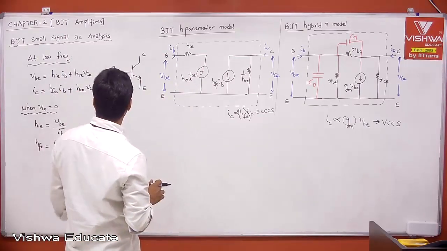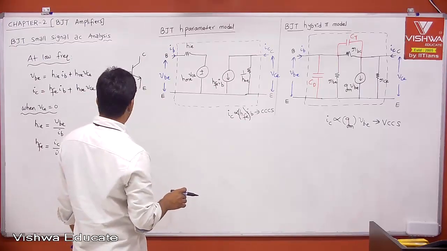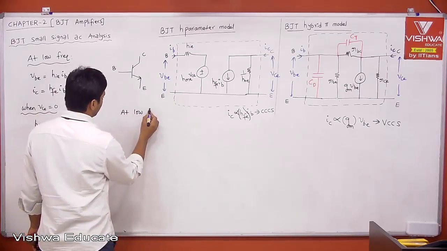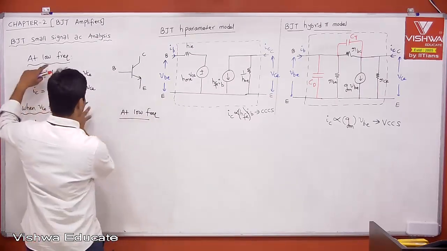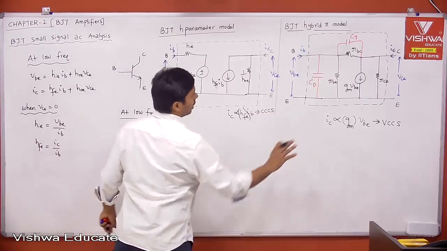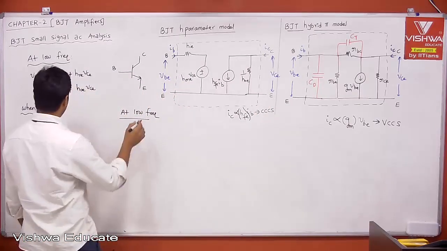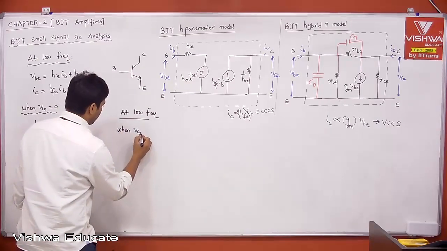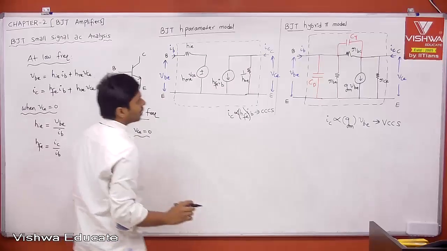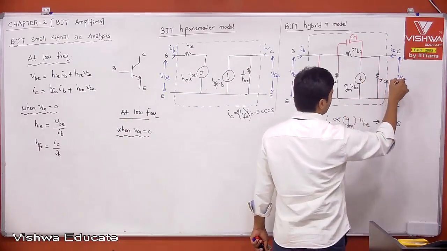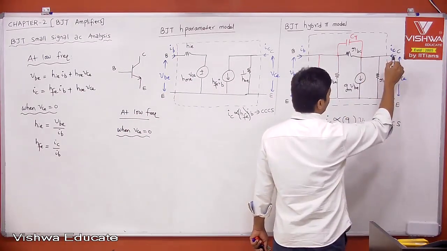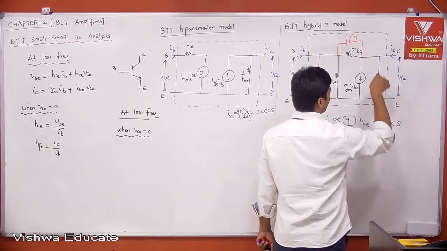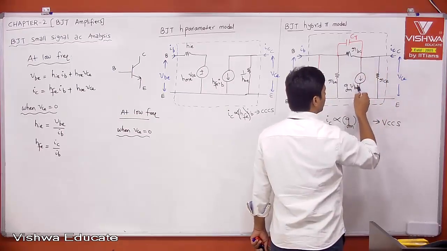Now, coming to the hybrid pi model, again at low frequencies. You have to write this under BJT, under the hybrid pi model. At low frequencies, when VCE is equal to 0, this is a short circuit. Then what will your IC be? Because it is a short circuit in parallel to a resistor, this is what your IC is.